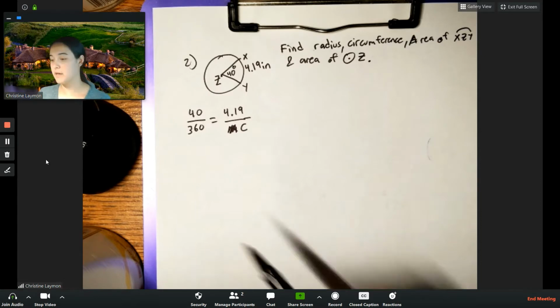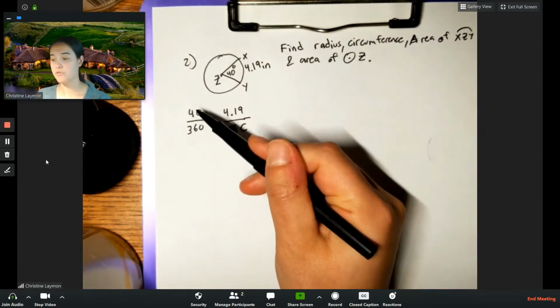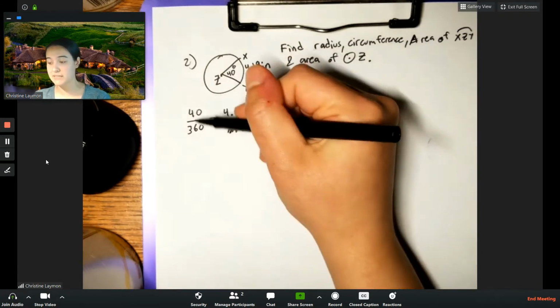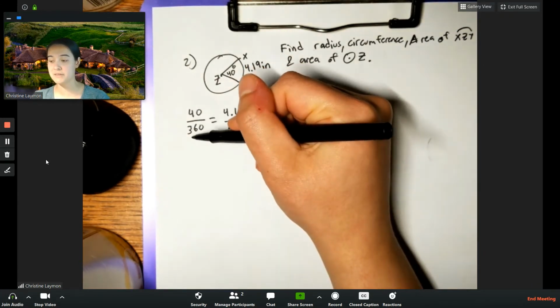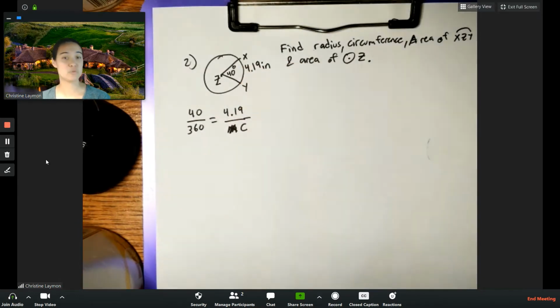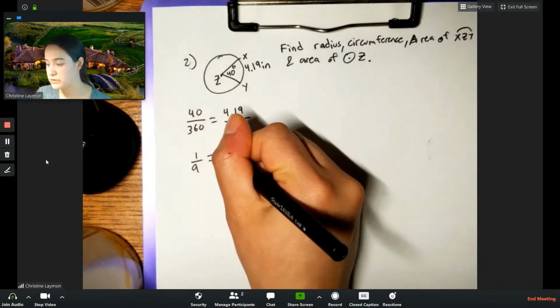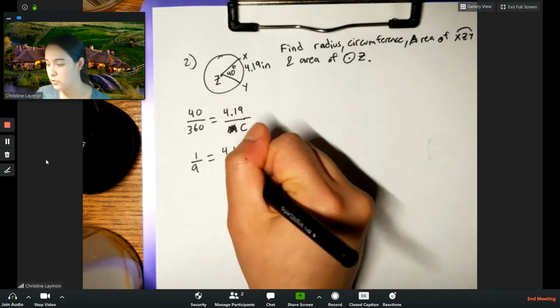I'm going to go ahead and simplify this fraction. 40 divided by 360 is 1/9. If I divide them by 10, it's 4 over 36. If I divide them by 4, it's 1 over 9. So I have 1 over 9 equals 4.19 over c.